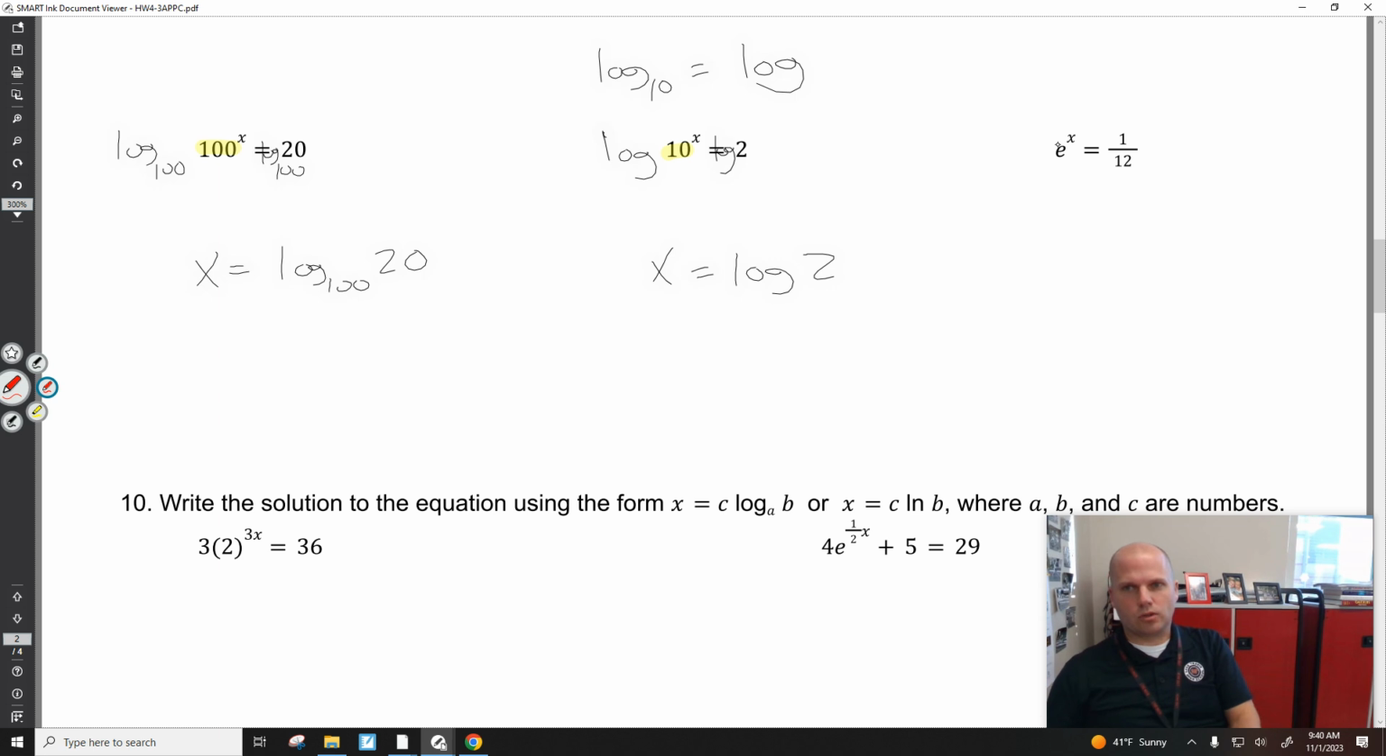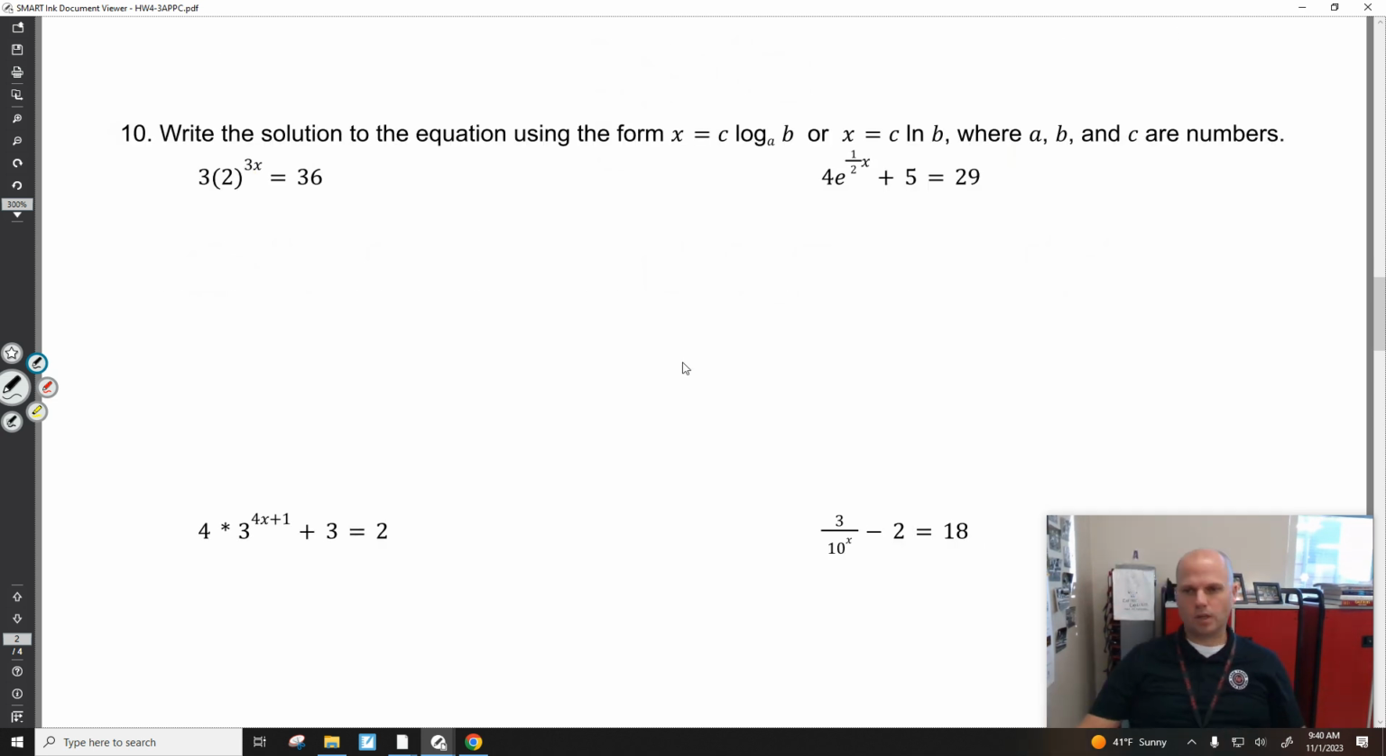Here, take the natural log of both sides. We get our answer. The natural log of e to the x will undo itself, and you get the natural log of 1/12 as the answer. Okay?